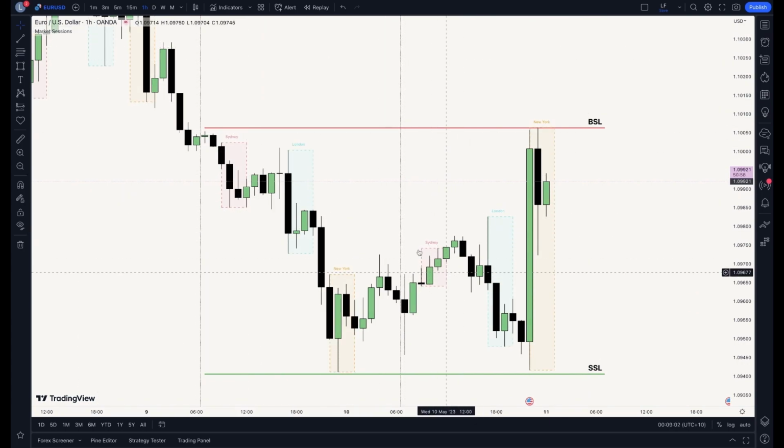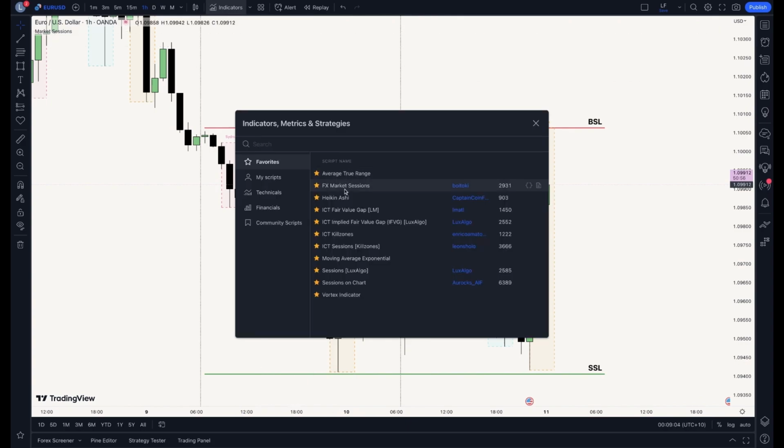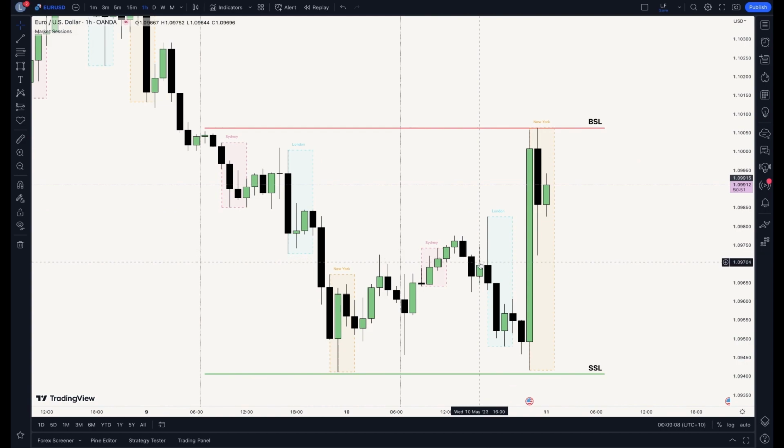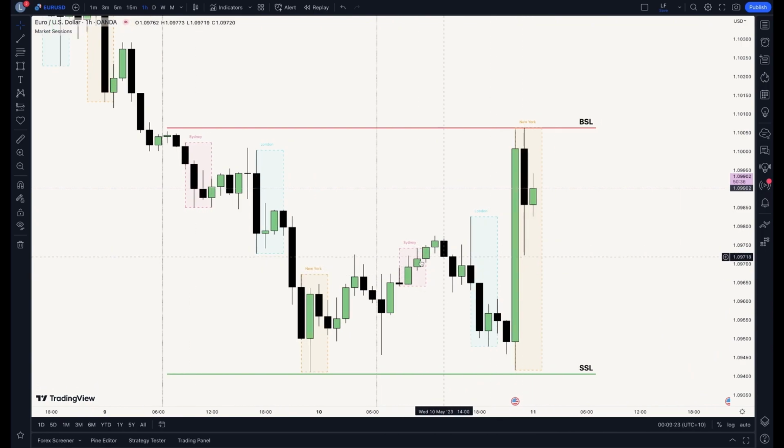So if you guys already know, or if you guys don't already know, I like to use this indicator called market sessions. It's FX market sessions by Boy Toki. So basically, this indicator will allow you to see what sessions are there, and it actually puts it on your chart. So you can configure the timings that you like to do. These are the kill zones, which sometimes I trade. I mainly trade the New York and the Asian kill zone.